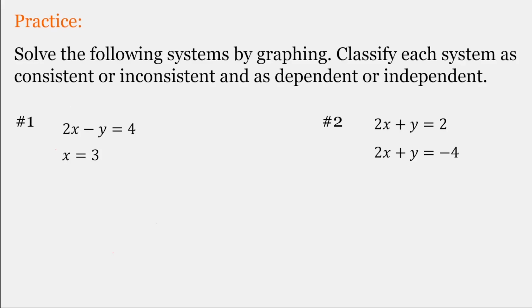A great way to learn is practice on your own. We will discuss in a bit, but go ahead and pause your screen and do these two problems.